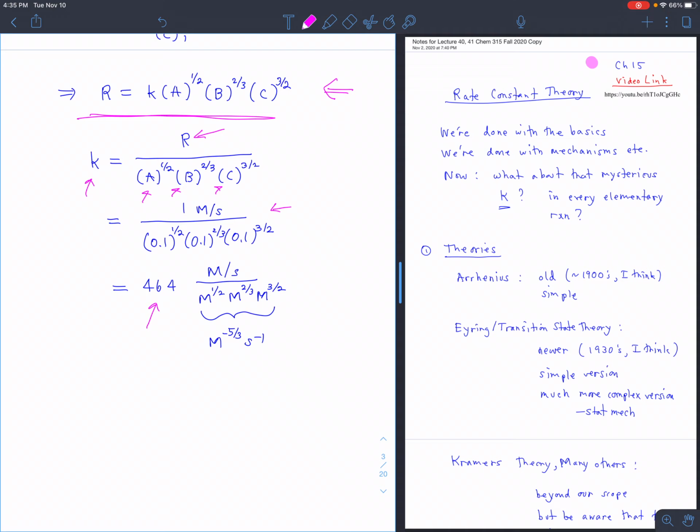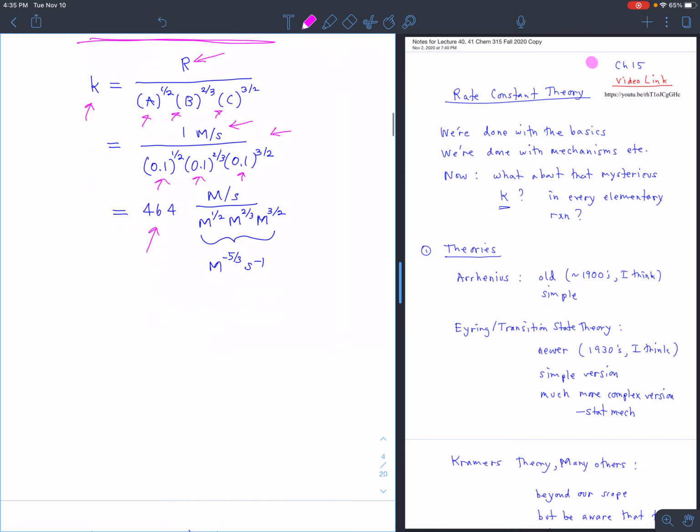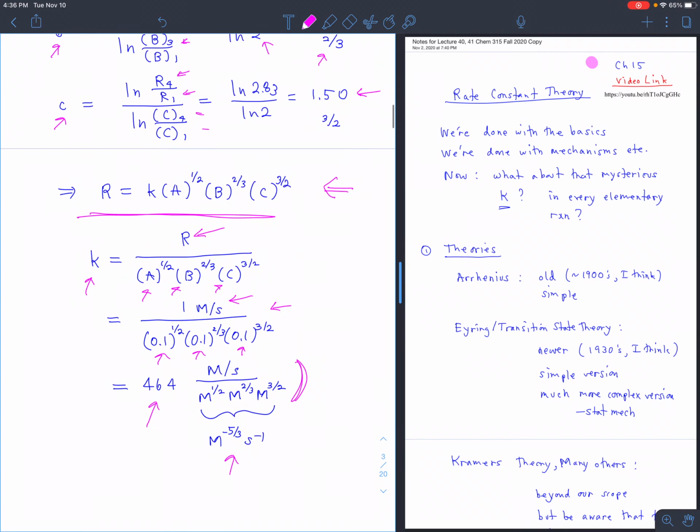What units should it be? Well, you can see right away, right? Molar per second on top, and then molar to various powers on the bottom. And if you just work out what that is, it's molar to the -5/3 seconds to the -1. So as I said earlier, the rate constants have weird units sometimes. This is an example of that. Of course, this is a very fake, artificial, on-paper kind of example.